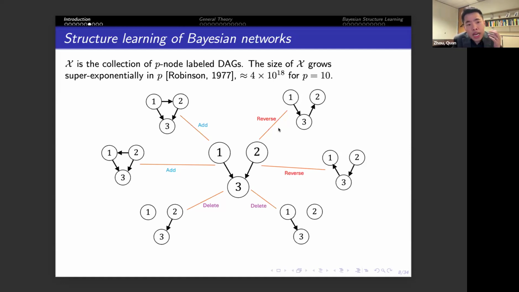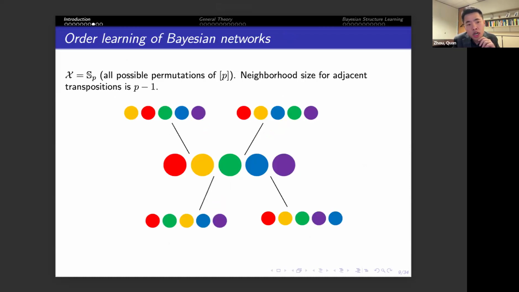And for the structure learning problem, you can perform search on this DAG space, and you can also perform search on another space, which is called the order space. And this is because every DAG is consistent with at least one topological ordering. So you can first consider how to learn this topological ordering from the data. And given the ordering, you can run some variable selection algorithm to infer the DAG. And now if you do this order learning, then the underlying state space is going to be the collection of all the possible permutations of 1, 2, 3, until p. So this is, again, super exponential in p.